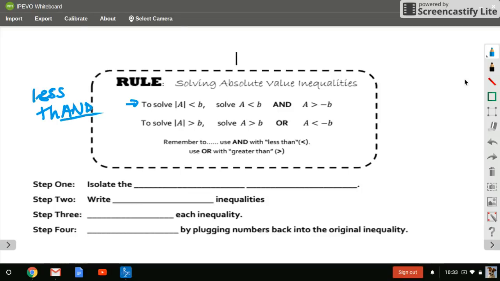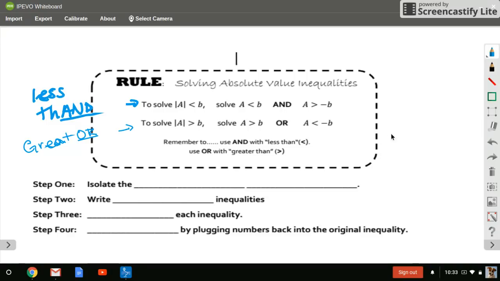Okay, to solve the absolute value of a is greater than b, solve a is greater than b, or a is less than negative b. So for this one, think great-or. Less-than and great-or.